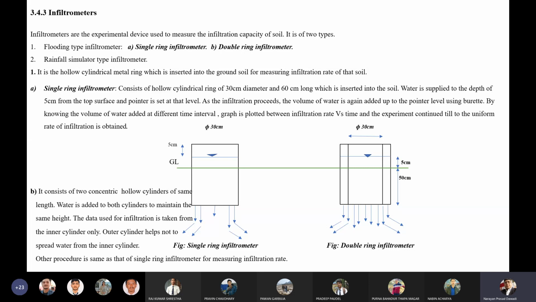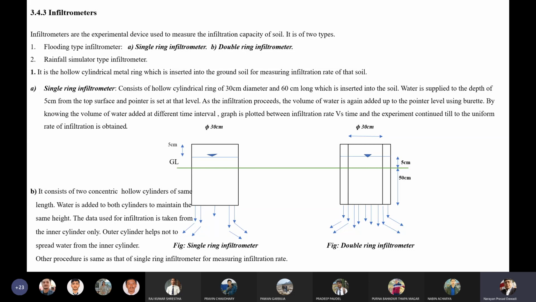So this tendency of spreading of water can be minimized by using the double ring infiltrometer as shown in the figure. For the double ring infiltrometer, there are two rings of the same length, 60 centimeter, with the diameter of the inner cylinder as 30 centimeter and the outer cylinder as 60 centimeter. This consists of hollow cylinders of the same length, which are also inserted in the similar manner as that of the single ring infiltrometer.